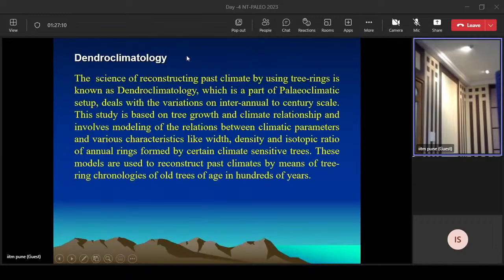If we define dendroclimatology, it is the science of reconstructing past climate by using tree rings, known as dendroclimatology, which is a part of paleoclimate science, and deals with variations on interannual to century scale. The study is based on the tree growth and climate relationship and involves modeling of the relations between climate parameters and various characteristics like weight, density, and isotopic ratios of annual rings formed by certain climate sensitive trees. These models are used to reconstruct past climate by means of tree ring chronology of old trees of age of hundreds of years. That is dendroclimatology.